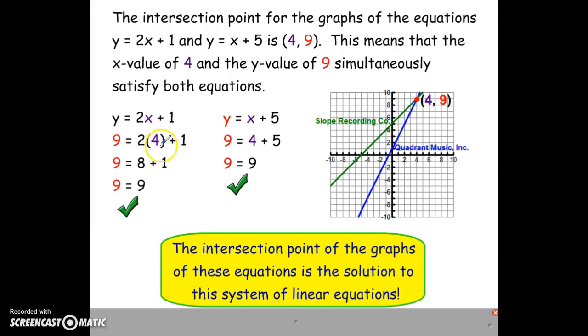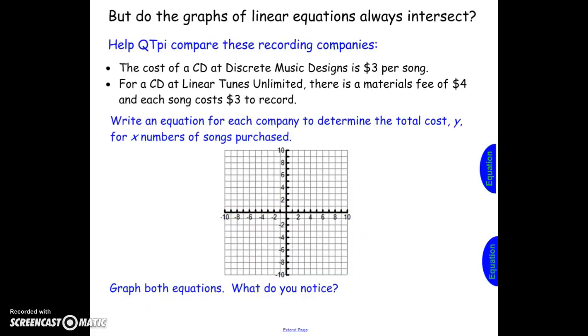So 2 times 4 plus 1 is 9, and 4 plus 5 is 9. And then the very bottom, the intersection point of the graphs of these equations is the solution to the system of linear equations. Alright, so now we're going to compare 2 different companies, starting with number 8.